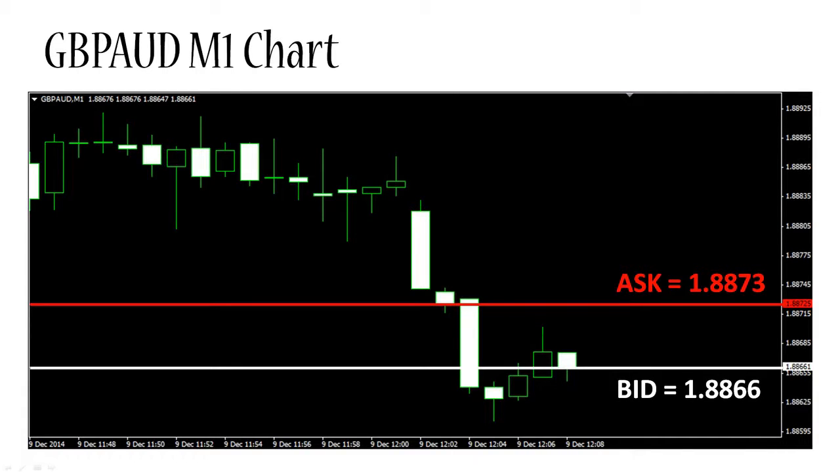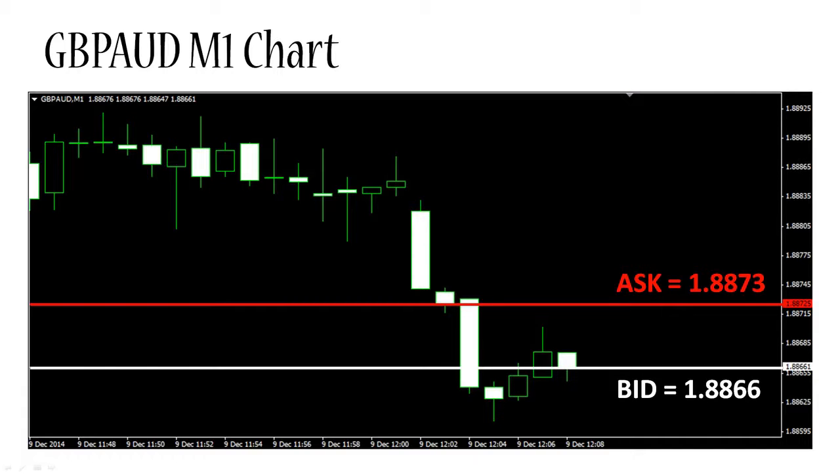Any Forex currency pair actually has two prices, the ask price and the bid price. The ask price will always be above the bid price, and the ask price is the price that you would be quoted at if you want to buy the base currency. If you want to sell the base currency, you will be using the bid price.